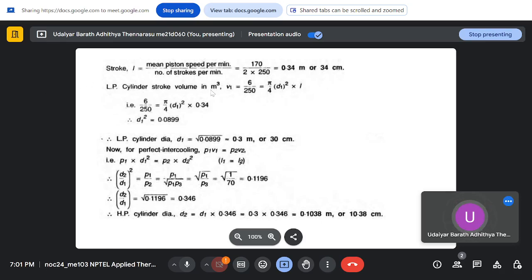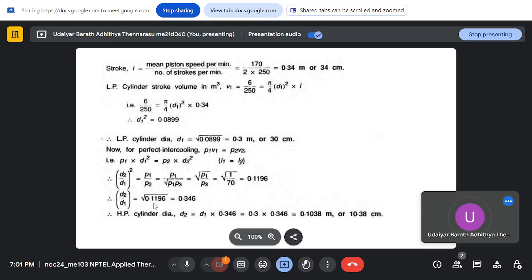Then using this we can find out the stroke volume, which is pi by 4 d square L into your speed. So 6 meter cube per minute is your volume flow rate. Divide by speed at 250 rpm, and that will give you the swept volume pi by 4 d square L. So L is known, and the only unknown is diameter. From there you can get d1 square as 0.0899, so the diameter will come out to be 0.3 meter or 30 centimeters.